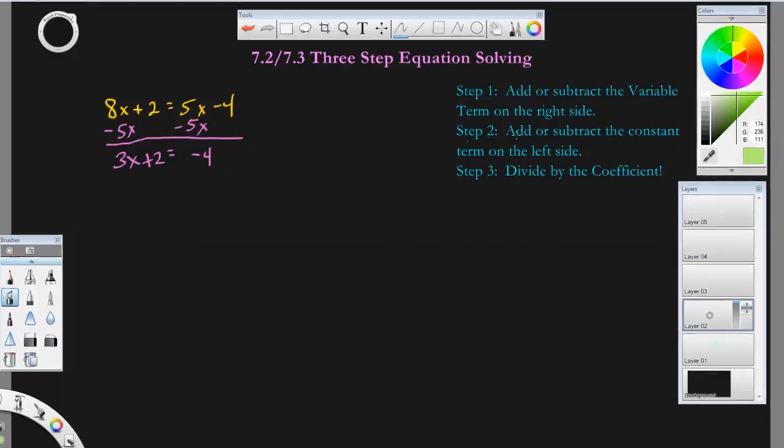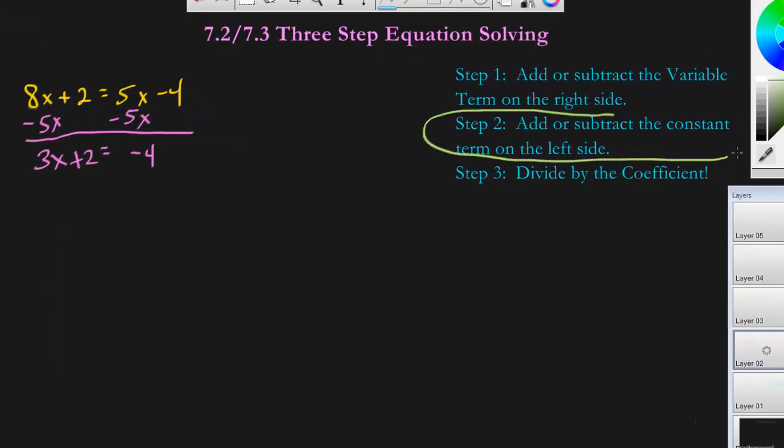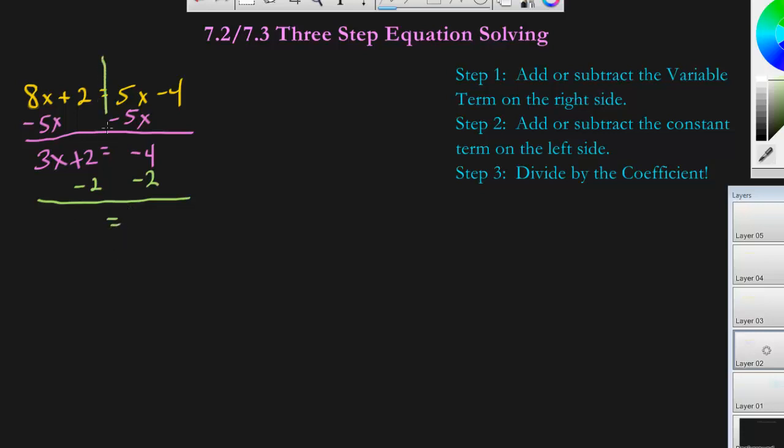Step two says add or subtract the constant term on the left side. The constant term, by the way, is the non-variable term, the number. So this is plus 2. We want to subtract 2. Putting it right under there. Drawing another line. Your work should look spot on exactly like this. Here's my equal sign. That equal sign should be in a line down through there. Just as neat as can be. This over here is 3x. The 2's cancel. 2 minus 2 is 0, of course. And over here, negative 4 minus 2 would be negative 6.